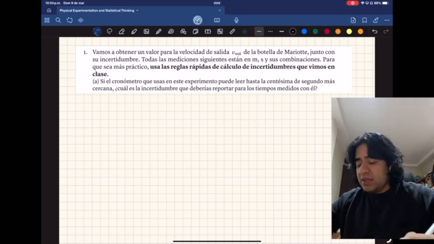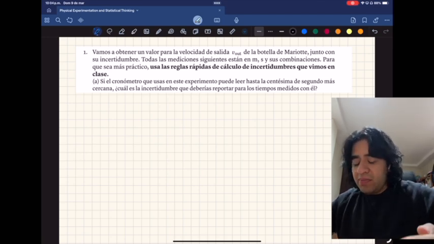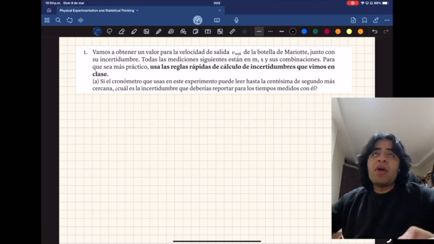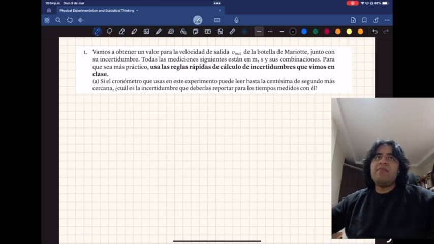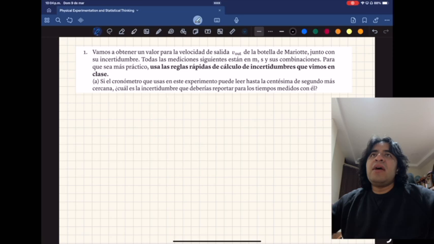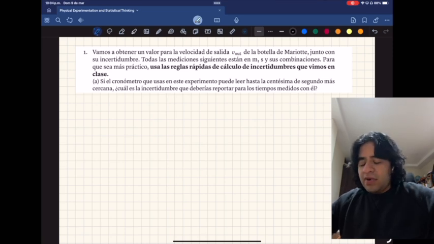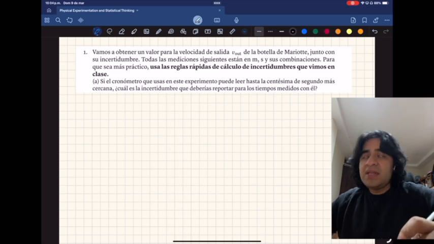Well, first, this is the first problem that we have for the exam. The general idea is that we are working with the concept of the Marriott bottle, and we will have to find the outlet velocity for the conditions that are present in this problem.